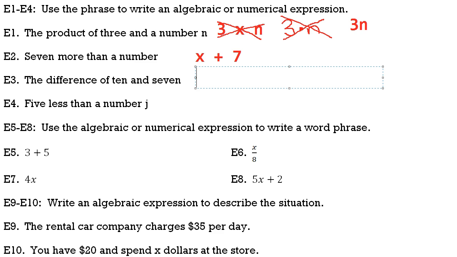So on example 3, when it says the difference of 10 and 7, you could just take the 10, take the 7, keep it in the same order, and put a minus sign in between. The difference of 10 and 7. 10 minus 7. That is true.